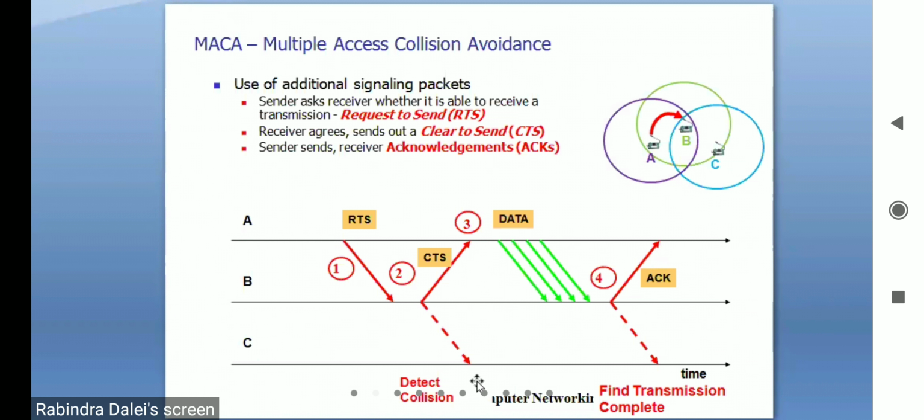This indicates to node C that, because I have never sent any RTS, yet I am getting the CTS, the medium is busy. That means the medium is not free, so C has to wait until the transmission is complete.